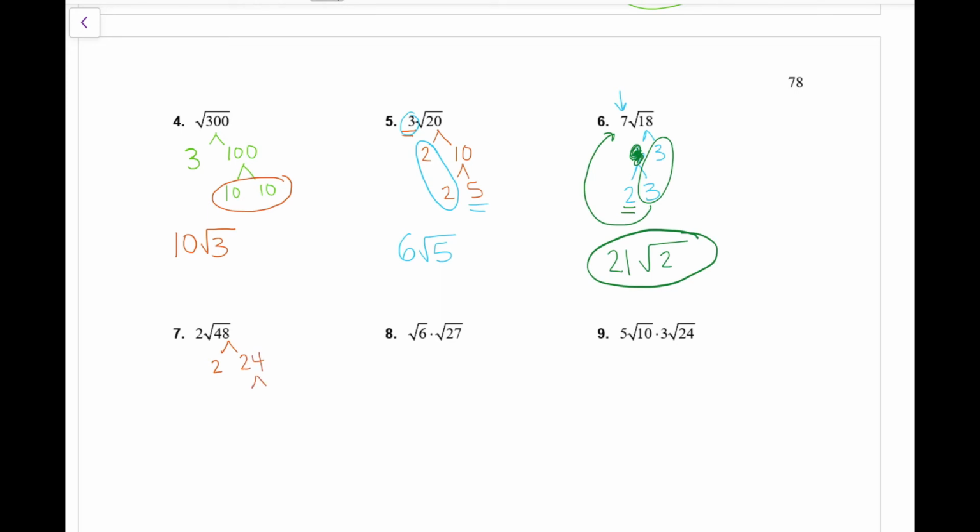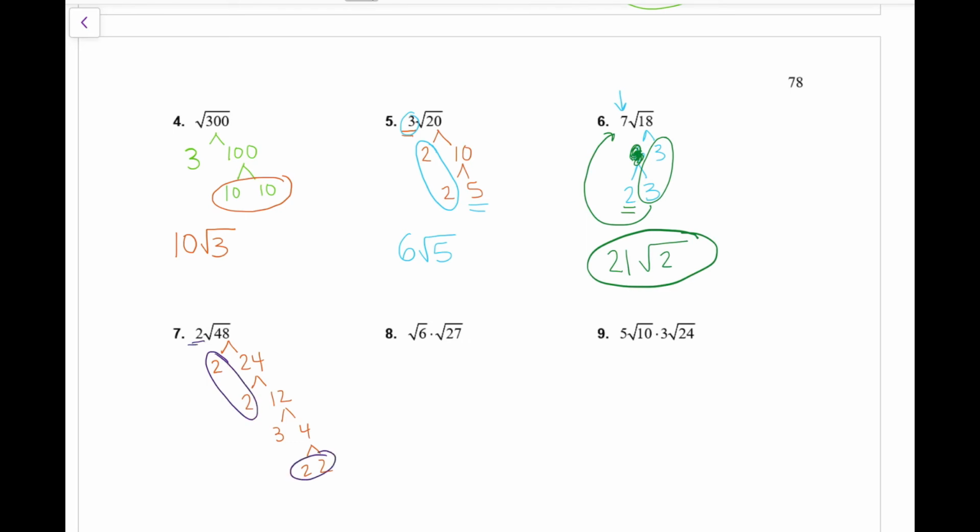We can break up 24. 2 goes into 24 12 times. And 3 and 4 and 2 and 2. So we want to find all of the married couples. We've got a set of 2s and a set of 2s.